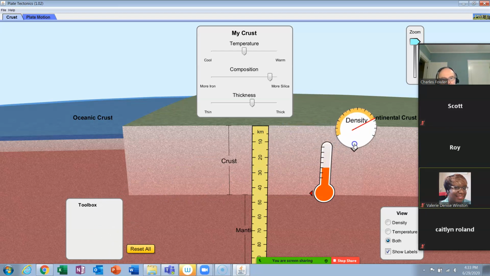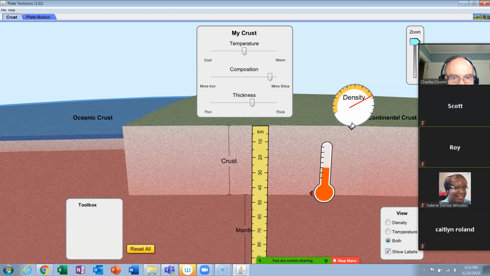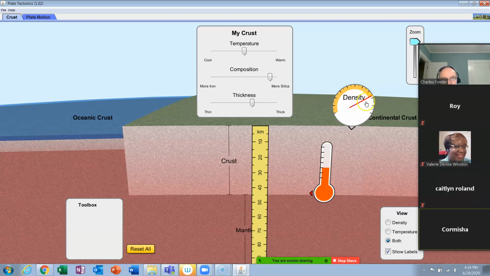Okay, and we'll first put the density meter near the top of the crust, and let's just take a measure there. Let's just call this 1, 2, 3, 4, 5, 6, 7. Let's say 7.7. That look good to you? Yay or nay? Okay, about 7.7. Okay, yes. Well, there it is on the ruler right there. 45 kilometers. You see it?